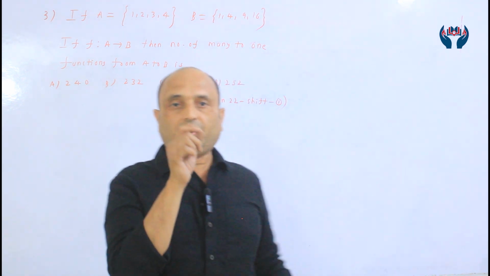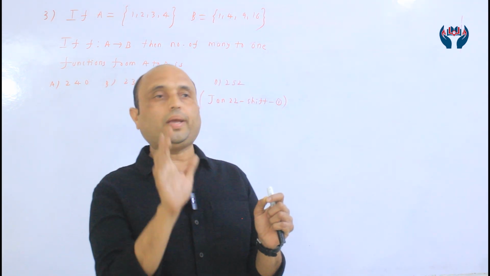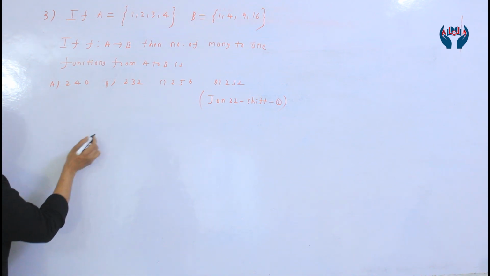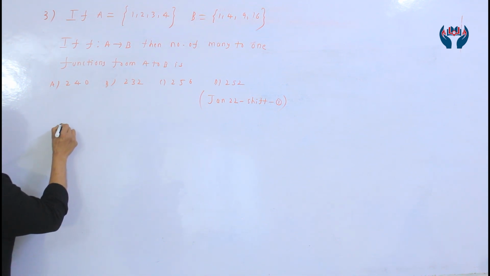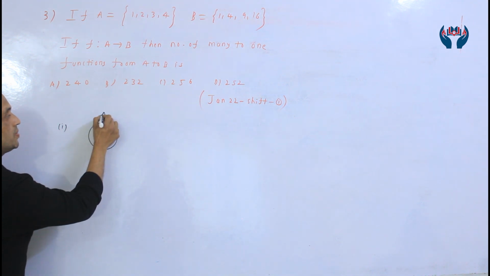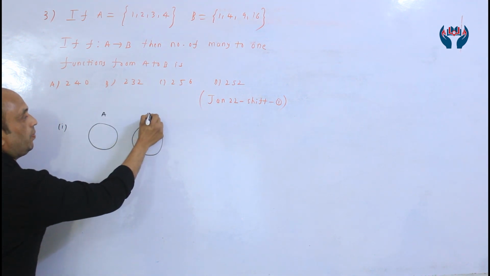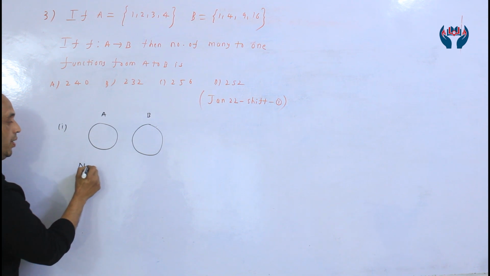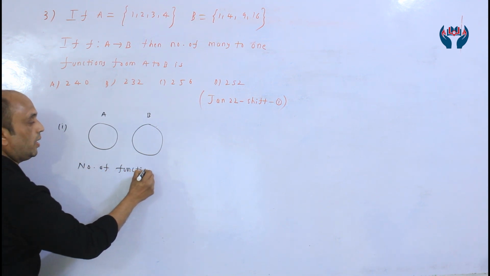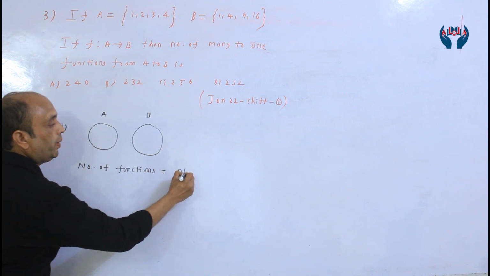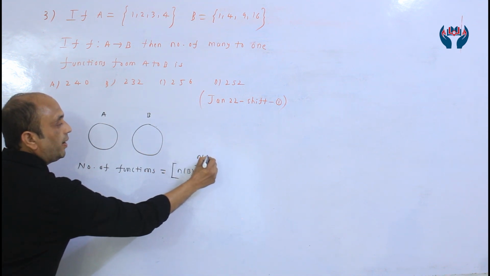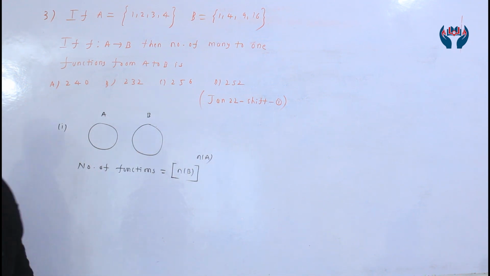So f is a one-one function between a and b. We want to find the number of many-to-one functions. Here we already know the total number of functions from a to b: this is some set a, this is some set b. Already we know the formula: n of b to the power of n of a.